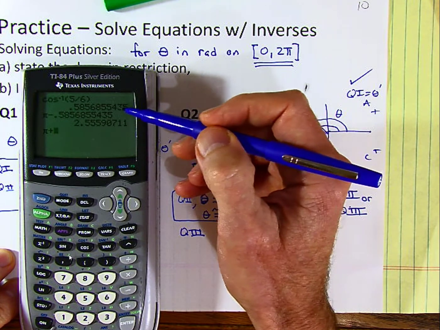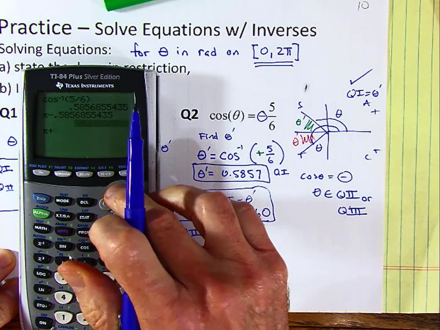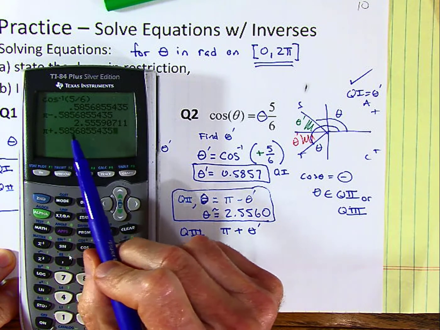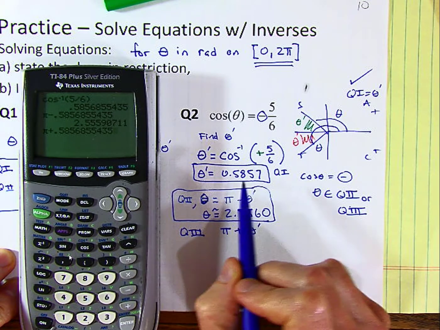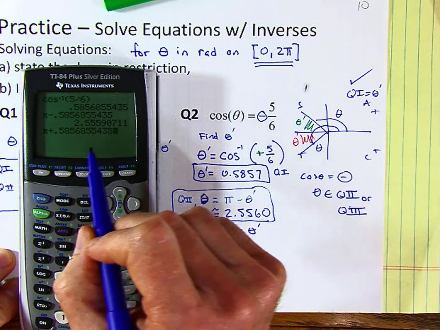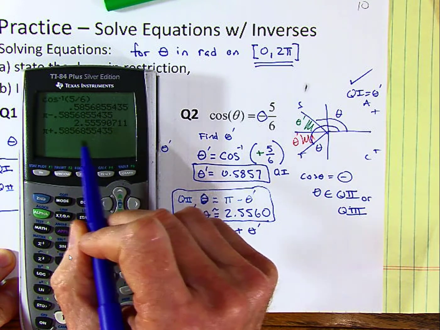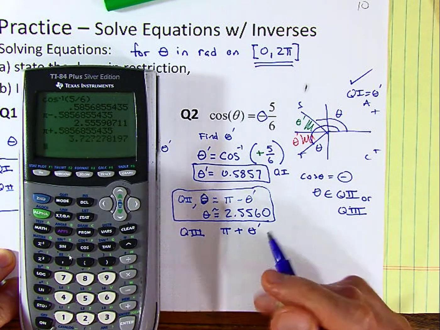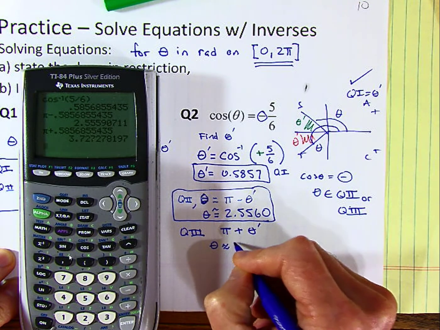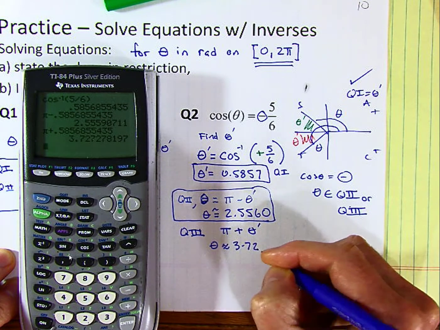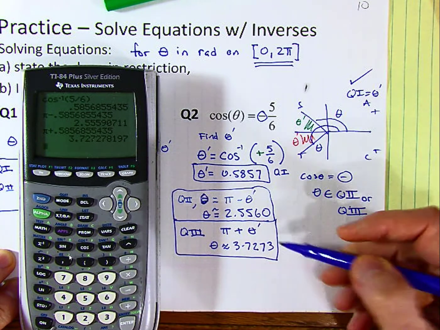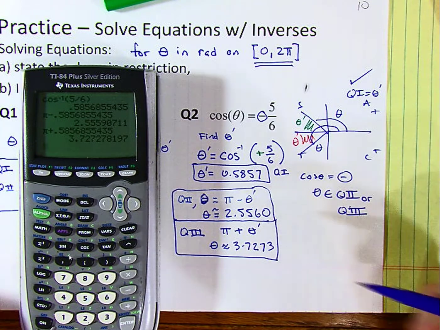Now, if you have a really old operating system, you may not be able to back your way up and enter it in like that. So you might have to manually type in this number. But with the newer operating systems, you can go back into history, call something from history, put it on the command line, hit enter, and now I got my theta. It's 3.7273. There is my 2 solutions in radians.